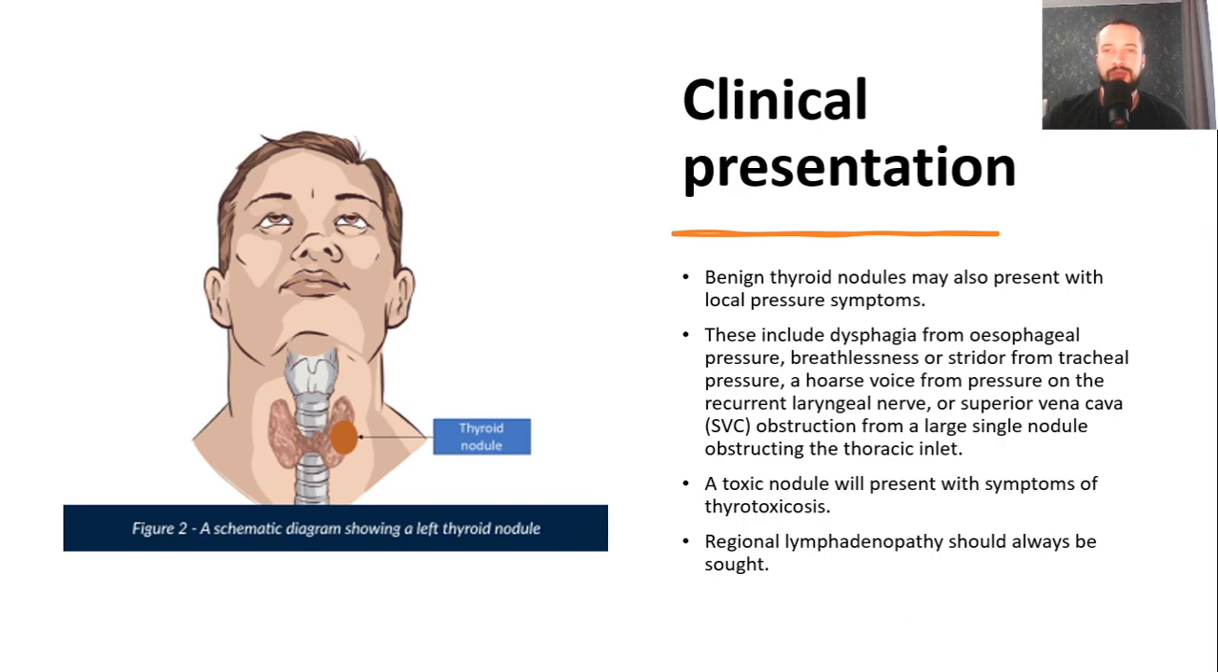Benign thyroid nodules may also present with local pressure symptoms. These include dysphagia from esophageal pressure, breathlessness or stridor from tracheal pressure, a hoarse voice from pressure on the recurrent laryngeal nerve, or superior vena cava obstruction from a large single nodule obstructing the thoracic inlet. A toxic nodule will present with symptoms of thyrotoxicosis. Regional lymphadenopathy should always be sought.